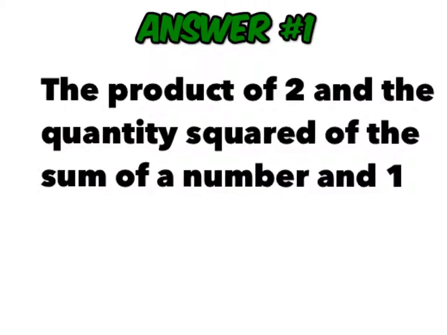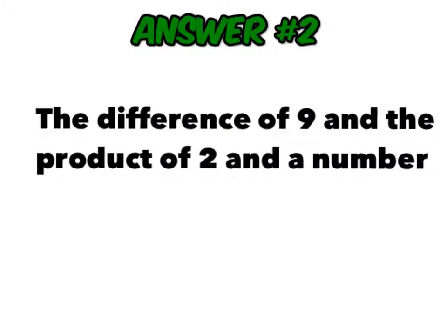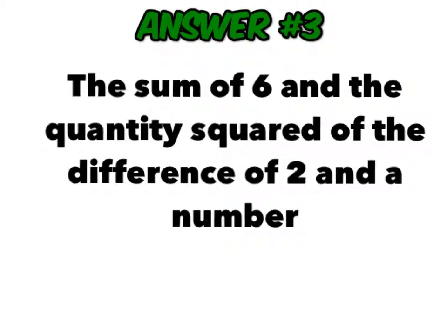Number 1 is the product of 2 and the quantity squared of the sum of a number and 1. 2, the difference of 9 and the product of 2 and a number. 3, the sum of 6 and the quantity squared of the difference of 2 and a number.